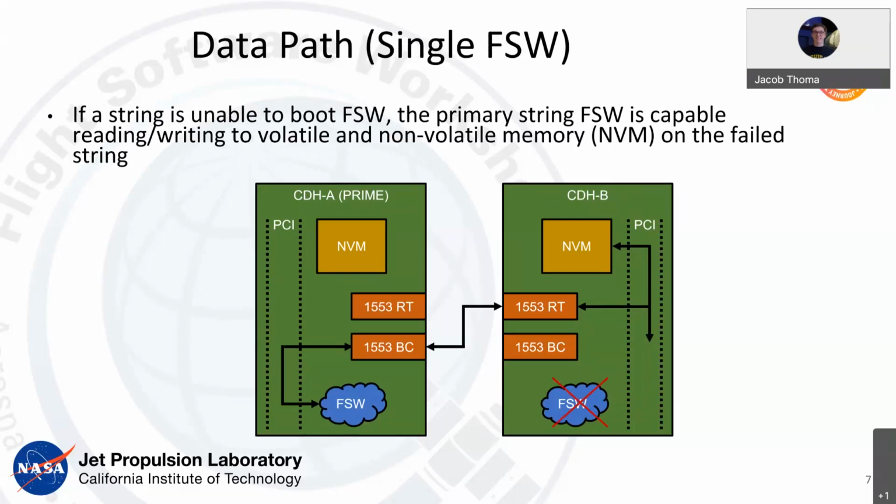So another way the data path can work is if flight software is only running on the prime string, we can still use a pseudo-DMA PCI functionality to access memory on the backup string. And that will work whether flight software is running or not on the other flight computer.